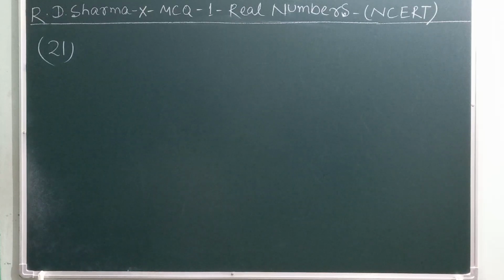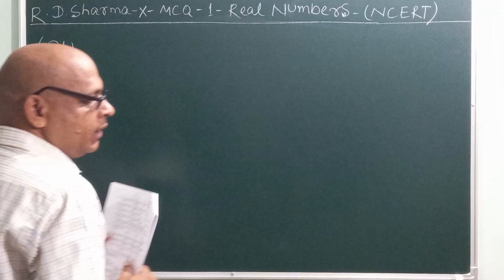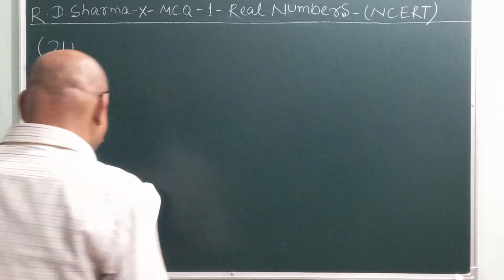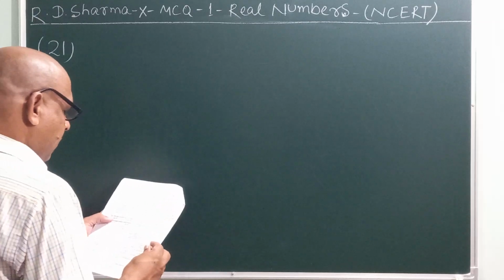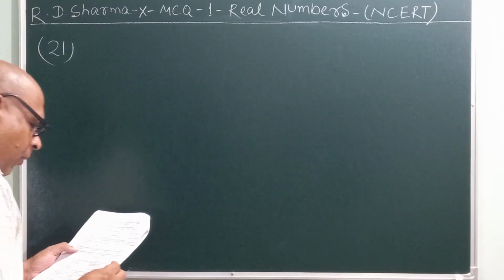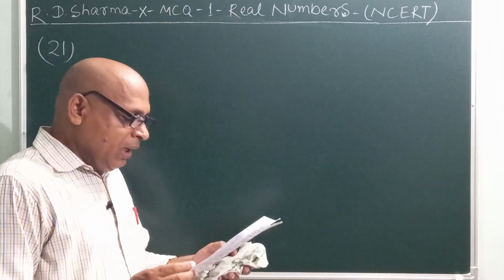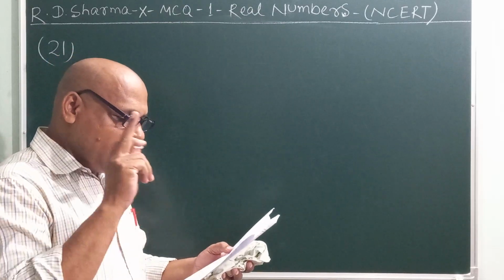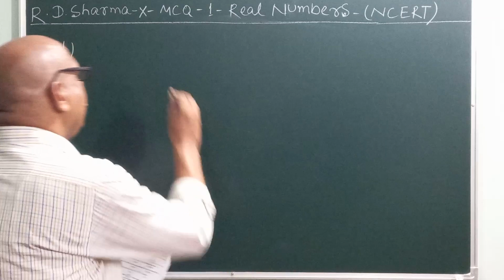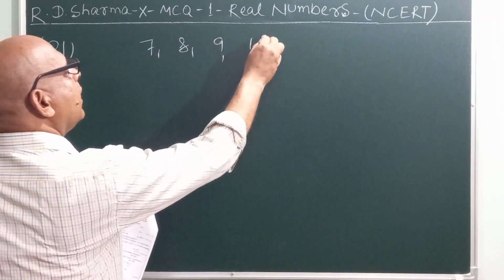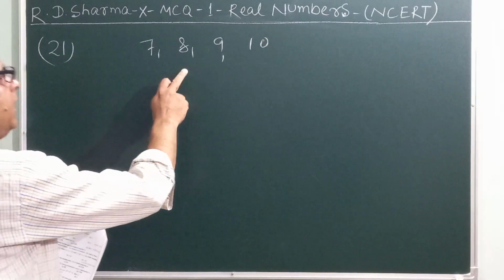R.D. Sharma, Class X MCQ, Chapter 1 Real Numbers, NCERT. Number 21. Okay, let us start. The least number that is divisible by all the numbers from 1 to 10, both inclusive, is? Clear? Least number that is divisible by all the numbers from 1 to 10. That is the LCM of 7, 8, 9, 10.